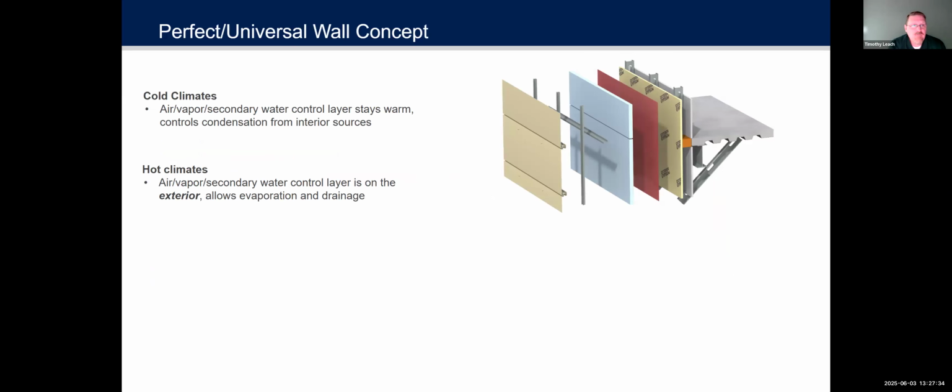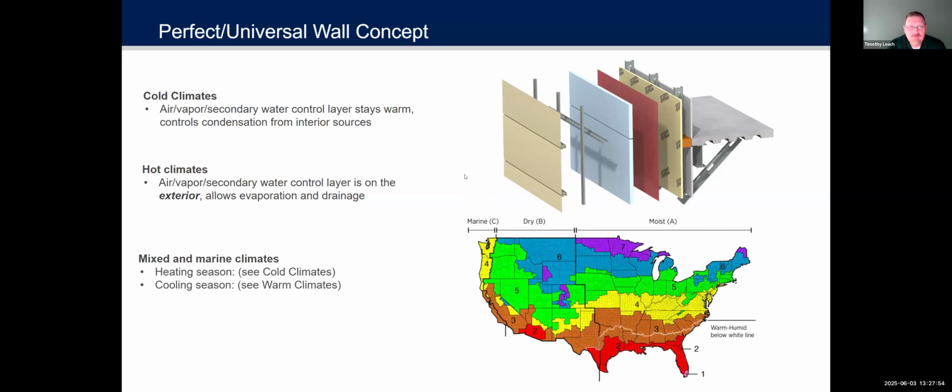In hot climates, the air vapor secondary water control layer should be on the exterior. It allows evaporation and drainage. Whoops, now we got a problem if we did it the other direction. Let's say I've got a hot climate. I'm going to put the vapor layer on the outside of the insulation. Okay, well, what time of year is it? In some of these climate zones, you have hot seasons and cold seasons, wet seasons and dry seasons.